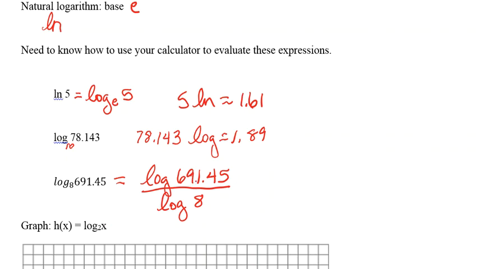So the top one, the logarithm of 691.45, is approximately 2.84. The logarithm of 8 is approximately 0.90. So now I'm going to go ahead and do those: 2.84 divided by 0.9, and because I rounded, they're not going to be perfect. It's approximately 3.16.